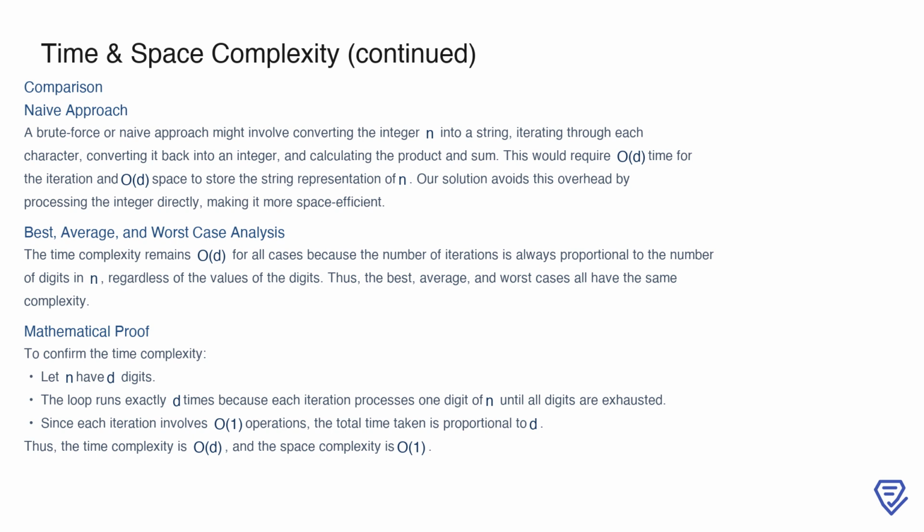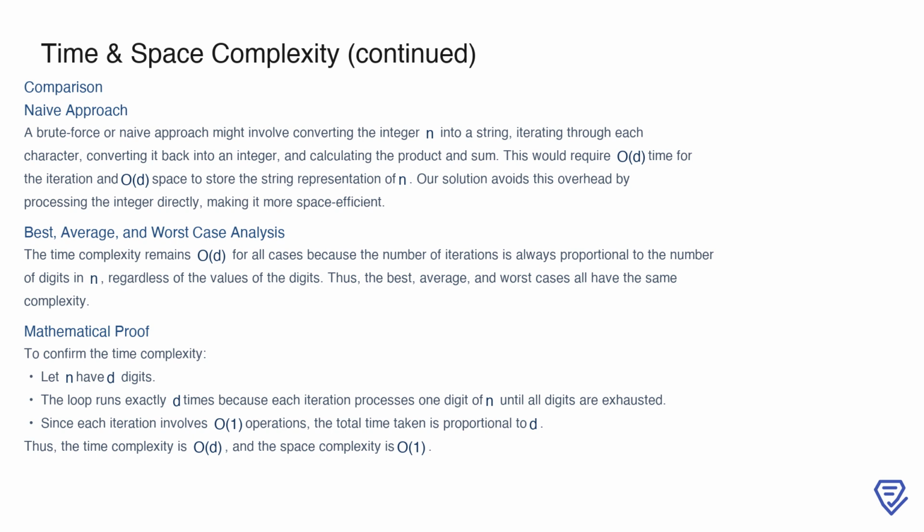A brute force method might involve converting the integer into a string, iterating over each character, and converting them back into integers for calculations. This would require O(d) time for the iteration and O(d) space to store the string representation of the number. In contrast, our solution avoids this overhead by directly processing the integer, thus maintaining constant space usage.